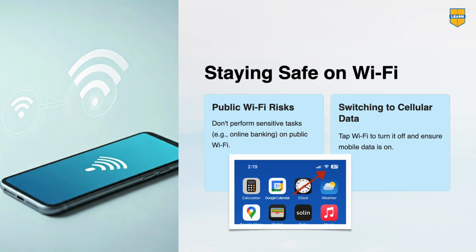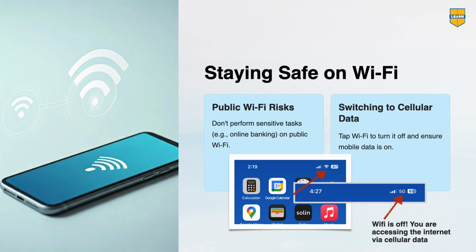And remember, this symbol, which indicates that you're on Wi-Fi, could be public or private. You'll have to check your settings. Or this symbol or something similar, which indicates that Wi-Fi is off and you're accessing the internet via cellular data.